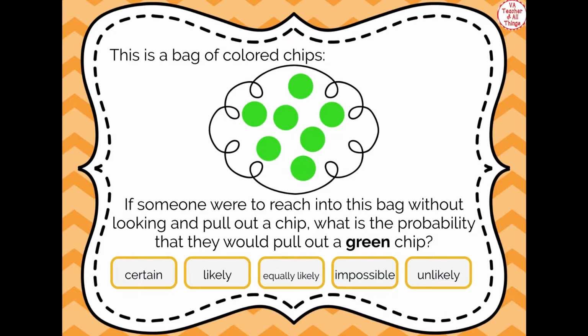Okay, this is a bag of colored chips. They are all green. If someone were to reach into this bag without looking and pull out a chip, what is the probability they would pull out a green chip? Well, those are all green, so it would have to be certain that you'll get a green chip.